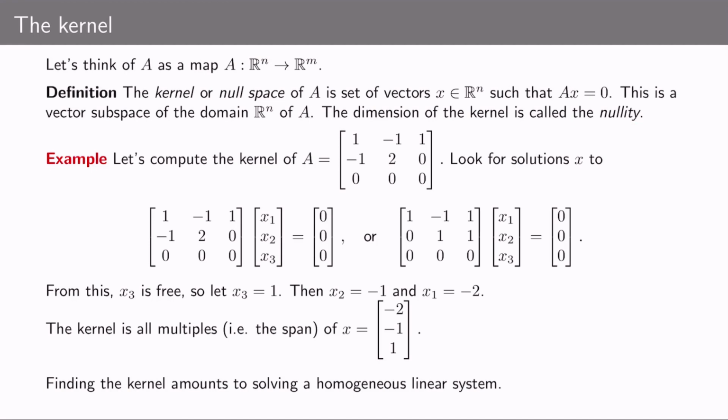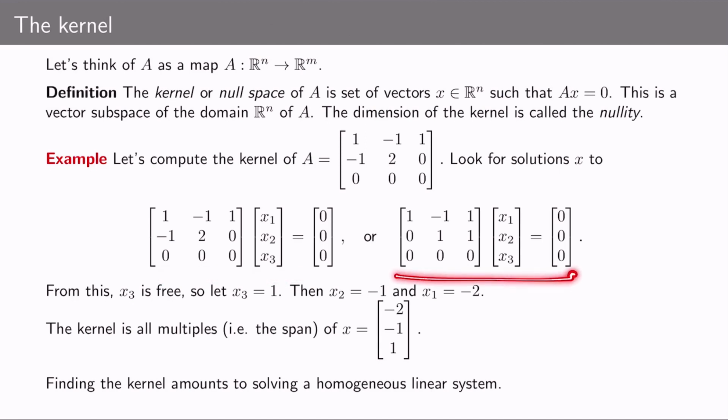Let's do an example of finding the kernel of a given matrix. We'll start out with this matrix A right here. In order to find the kernel of A, I need to look for solutions to this matrix equation with A times x equal to 0. It doesn't change the solution space to do row operations on the matrix. So I'm going to take the first row and add it to the second row, and replace the second row with the result. And so instead of solving this equation here, I would like to solve this equation.